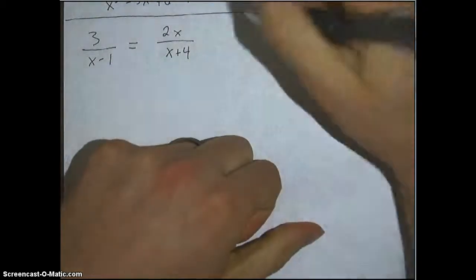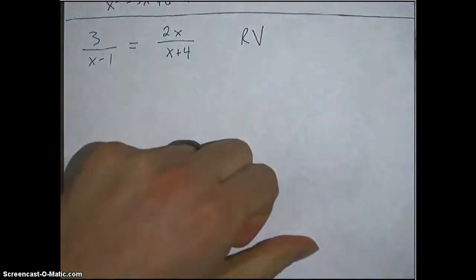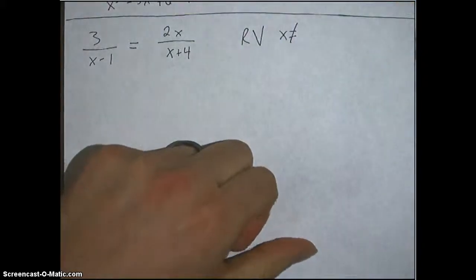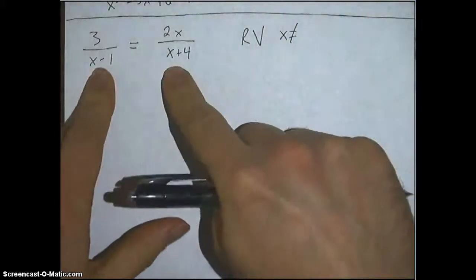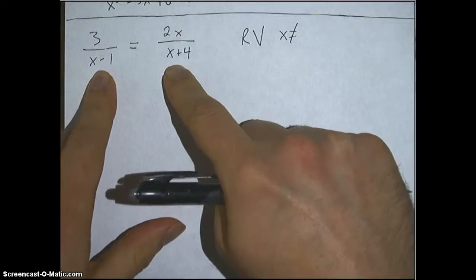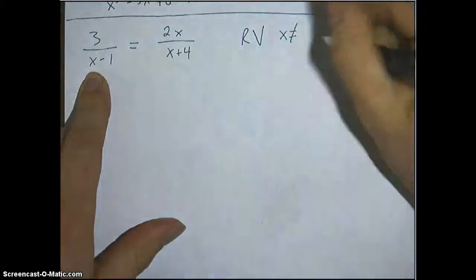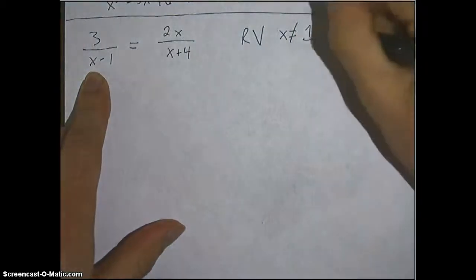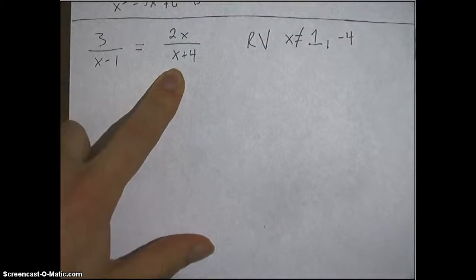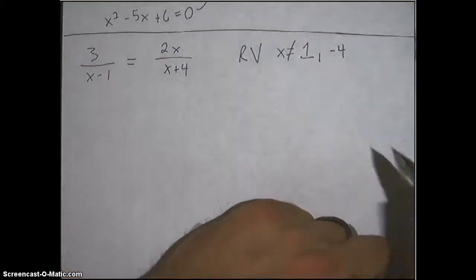The only difference is you want to first list the restricted values. I'm just going to use RV for that. So tell me what x cannot equal. Well, of course, you're going to look at the denominators again. And what values of x will make these denominators equal to 0? Here, a positive 1 will make that equal to 0. And here, a negative 4 will make that equal to 0. So I know that under no circumstances can x equal 1 or negative 4.